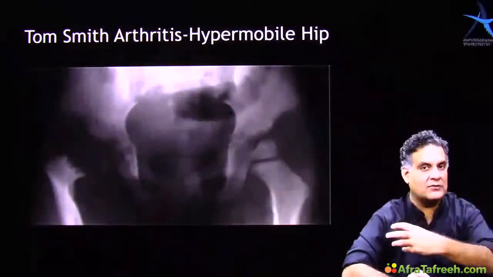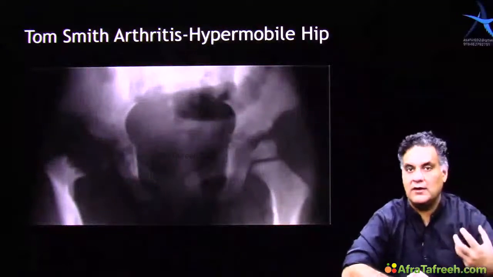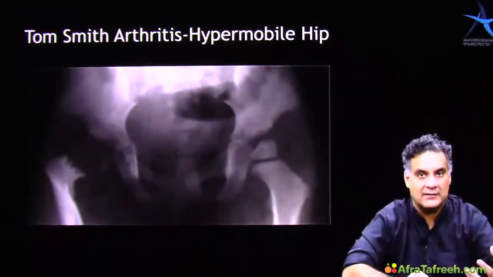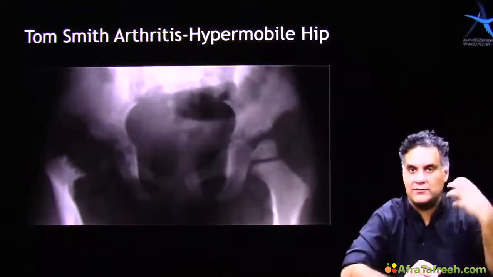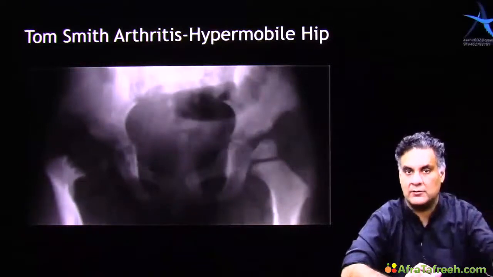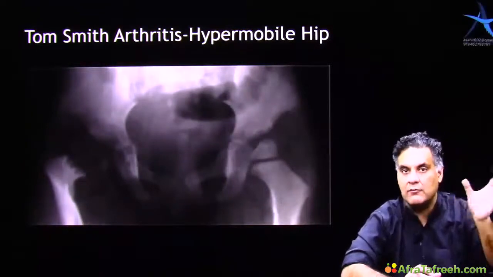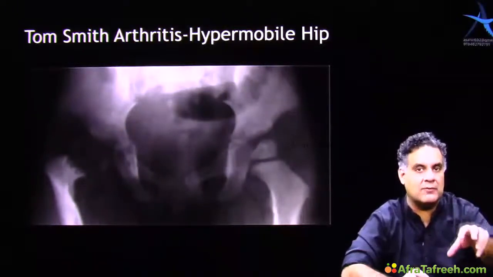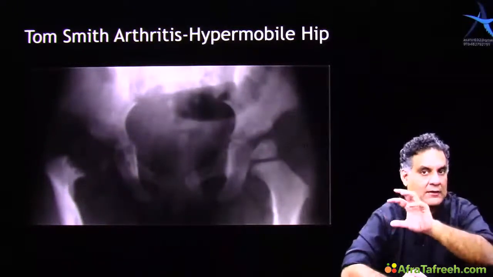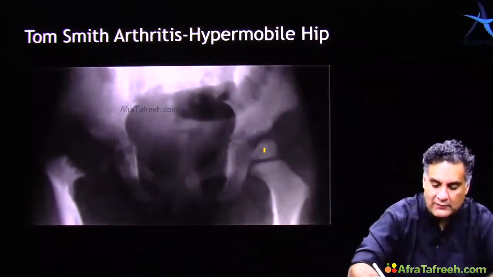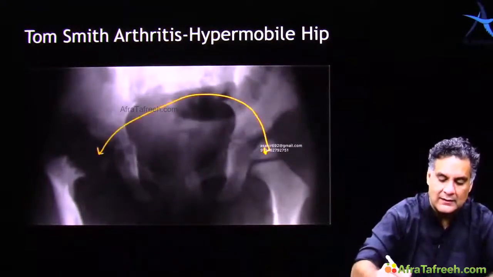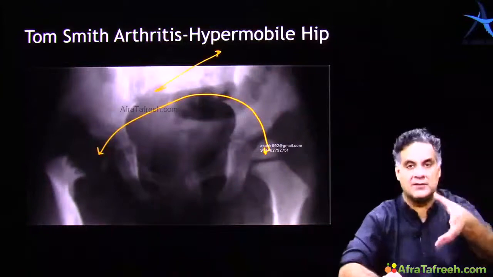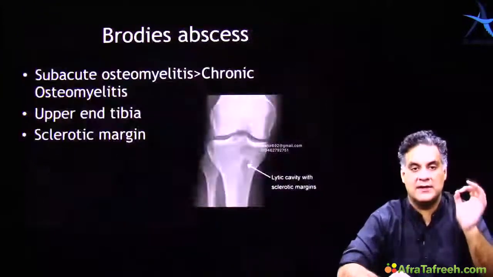Similarly, if the joint is totally destroyed, it's called as Tom Smith arthritis. So whenever there's an infection of the limb, that is osteomyelitis, or the joint, the movement is absent. But Tom Smith arthritis is an exception. Initially the movement is absent, but then the head or the capital epiphysis of the femur gets destroyed. There is hypermobility and instability of the joint. Very commonly asked question in NEET and AIIMS.